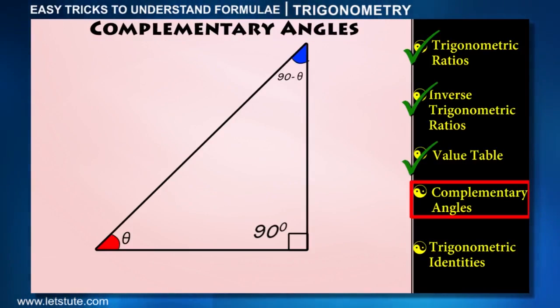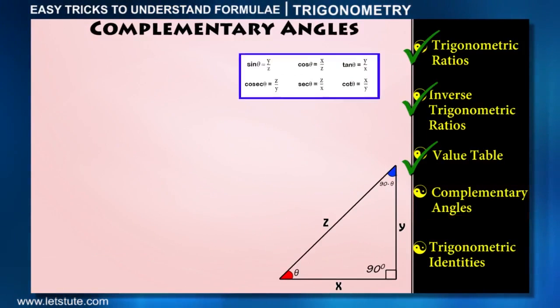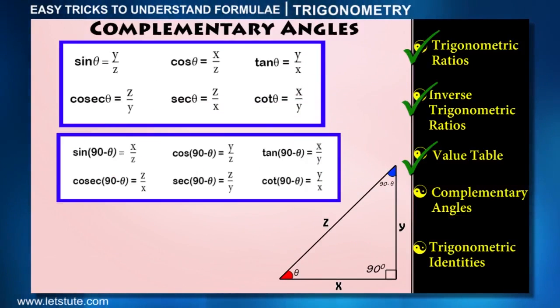Let's now give some values to its sides, x, y, z. And we also write the 6 trigonometric ratios for both the angles theta and 90 minus theta. So what do we observe here?